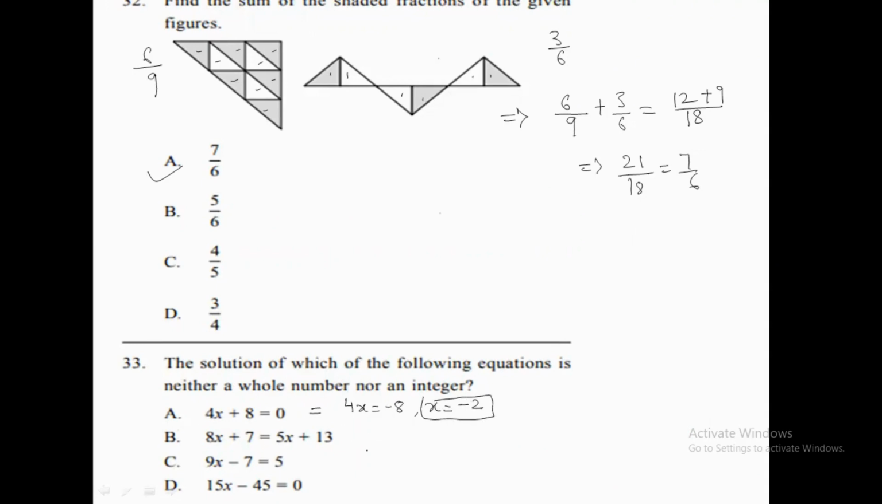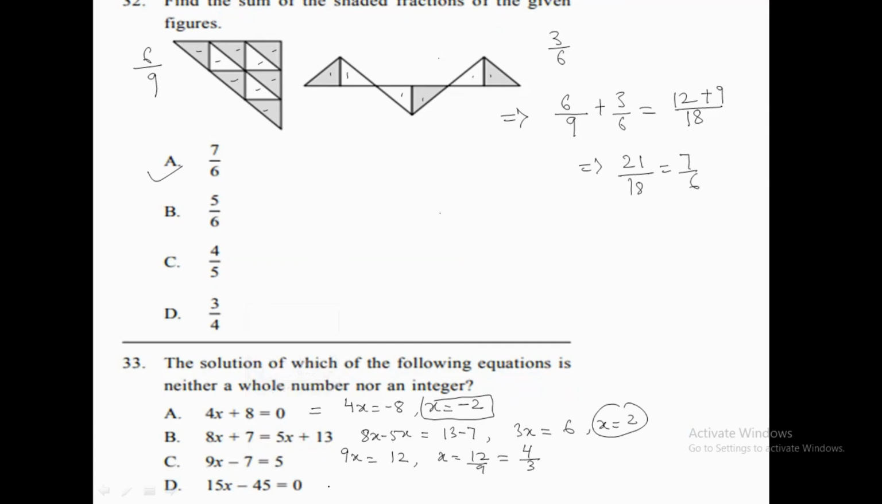Okay, now the next equation: 8x minus 5x is equal to 13 minus 7. So here we are getting 8 minus 5 is 3x is equal to 13 minus 7, which is 6. When we solve it, we are getting the value of x as 2. Understood? Now let's move to the next, which is 9x minus 7 is equal to 5. So 9x is equal to 5 plus 7, which is 12. So x is equal to 12 by 9, and here 3 4s are 12, 3 3s are 9, so we get 4 by 3.